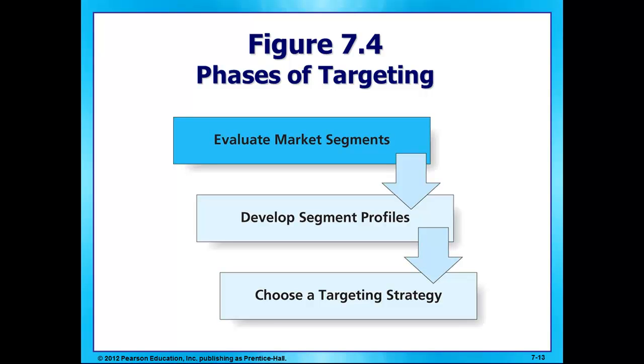Once a company has segmented the market, then it goes into step 2. And what you'll see here in step 2, there are three distinct phases of step 2, targeting. First, the firm has to evaluate the market segments, and I'm going to give you the specific criteria that a company uses in that evaluation of attractiveness.